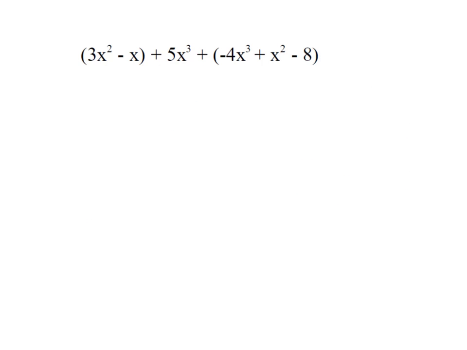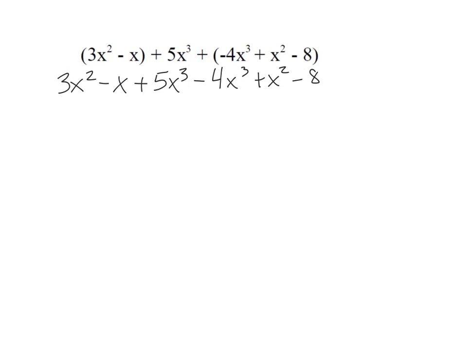So adding and subtracting polynomials, I'm just going to do 2 examples with you so you can get the idea. Whenever we see brackets, we want to get rid of the brackets first, so we can just rewrite it out. 3x squared minus x plus 5x cubed, and then it says plus negative 4x cubed, and so if it's just plus minus, I can just write that as minus 4x cubed plus x to the power of 2 minus 8.